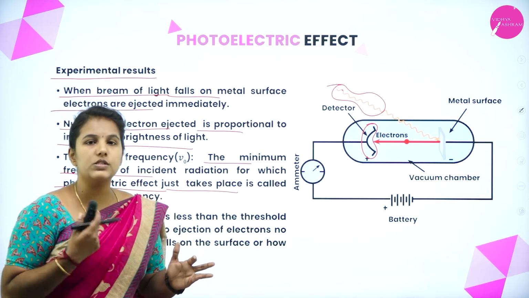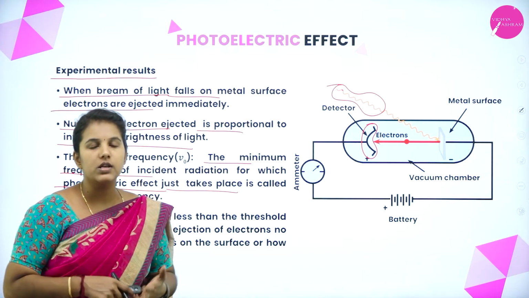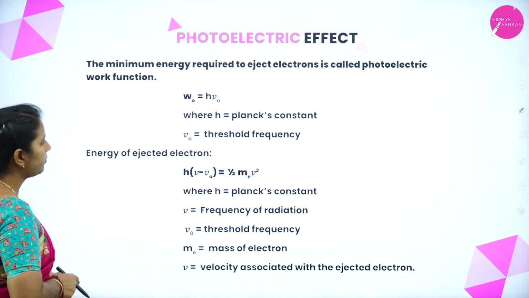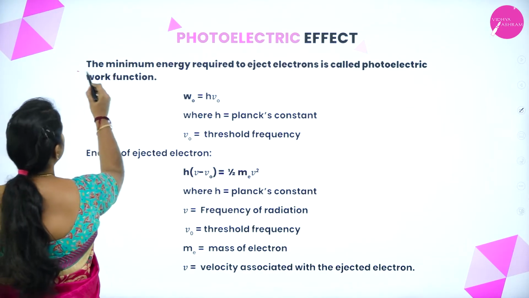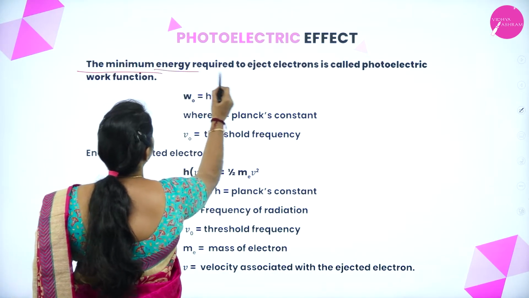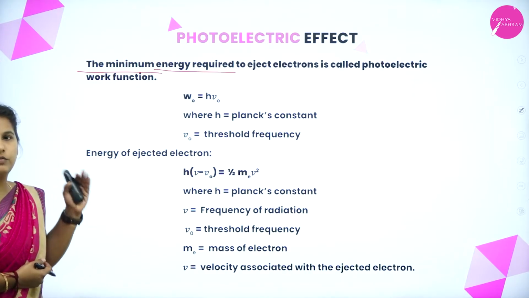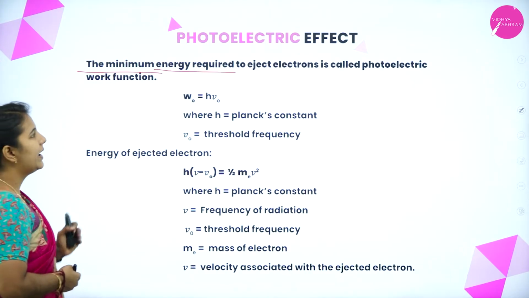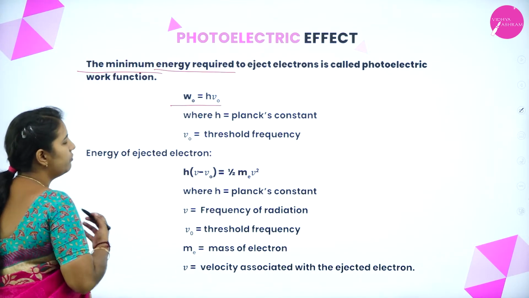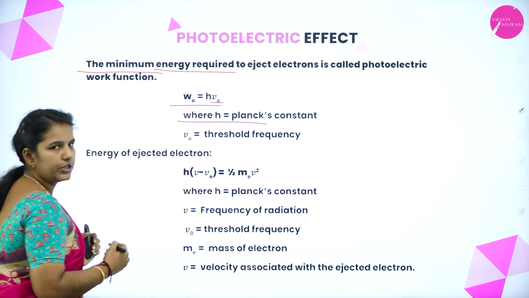If you don't use a suitable frequency to eject the electron from the metal surface, there is no use, and no photoelectric effect will take place. So he used another phenomenon called the work function. It is nothing but the minimum energy required to eject the electron, and it is also known as the photoelectric work function. It is denoted as W naught, which is equal to h times nu naught, where h is the Planck constant and nu naught is the threshold frequency.